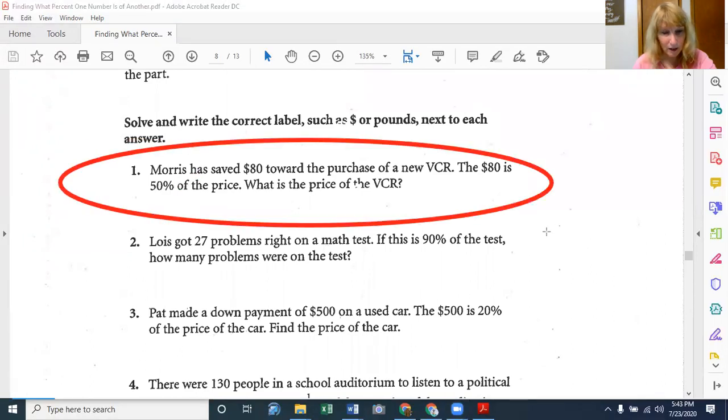Morris has saved $80 towards the purchase of a new VCR. The $80 is 50% of the price. What is the price? So we know that he saved $80. We don't know the price, but he saved 50% of that price.